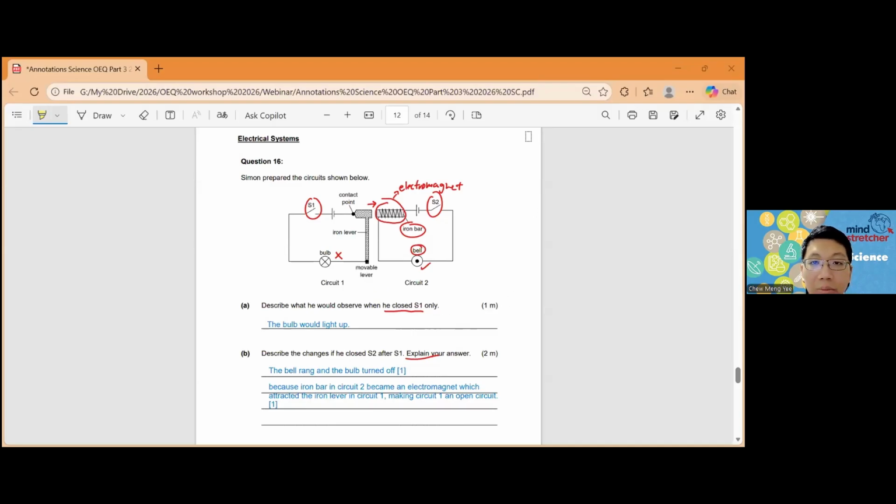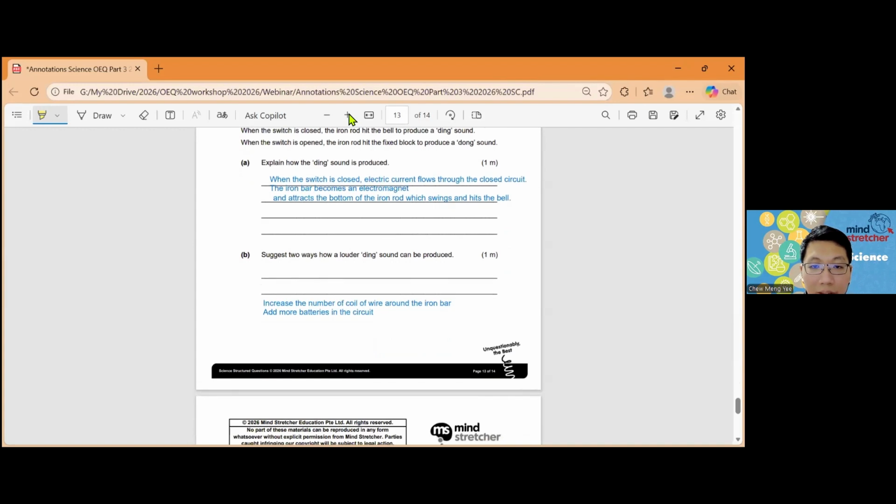17B, is it 17B? Hold on, 17B. Yeah, 17B is this one, the ding sound.